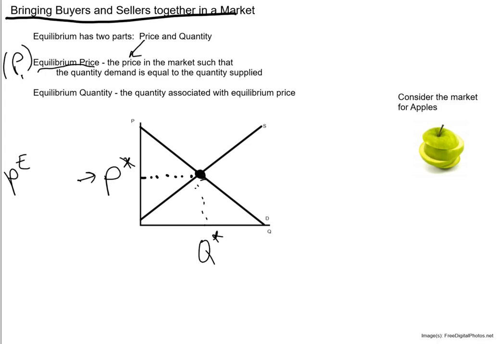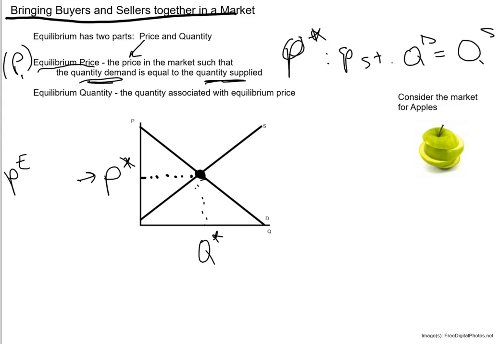It's the price in the market, such that at that price, the quantity demanded is equal to the quantity supplied. If I wanted to do this as shorthand, I could say that equilibrium price is the price such that the quantity that people want to buy is exactly equal to the quantity that sellers want to produce in the market. Every single buyer that shows up in the market, they're able to find a unit that's produced. And every single unit that's produced for the market ends up being sold.